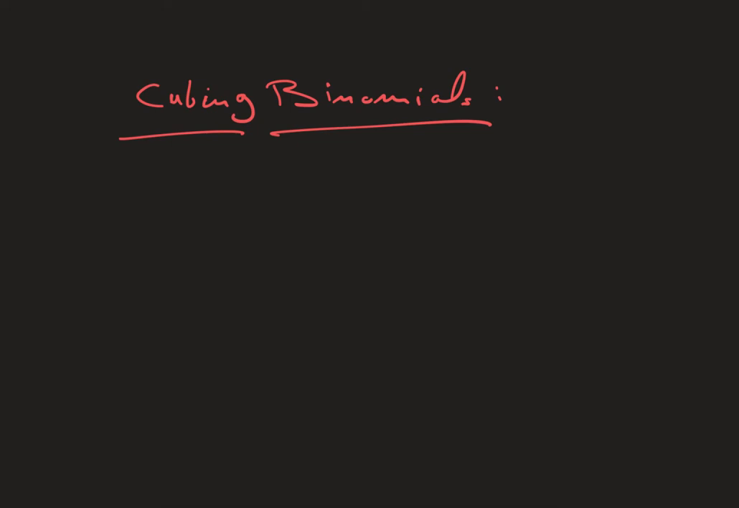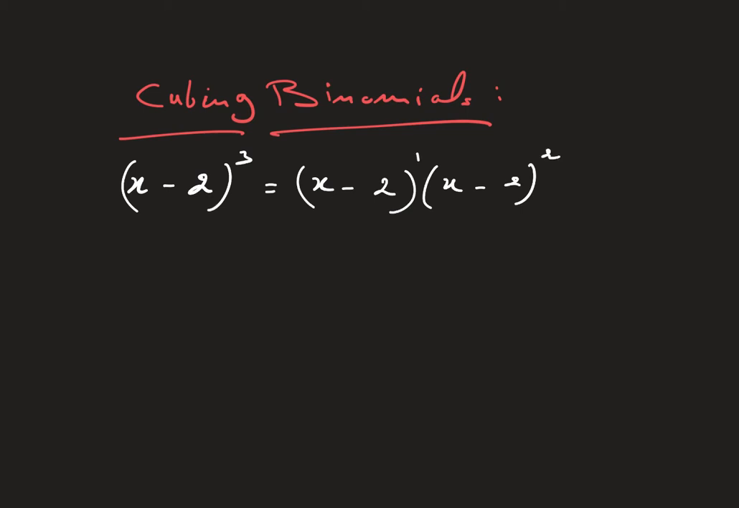All right, so let's do cubing binomials. In this example, we're going to have x minus 2 to the third power, and we will expand this. It's going to be x minus 2 times x minus 2 to the second, right? Because this is like x minus 2 to the first, and we know when we multiply two exponents with the same base, we keep the base and we add the exponent. So let's continue on this one here.